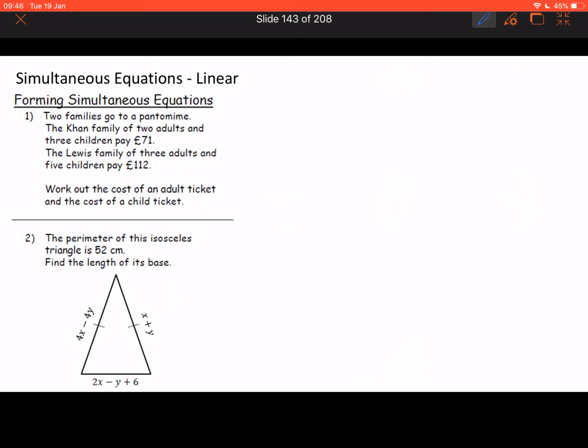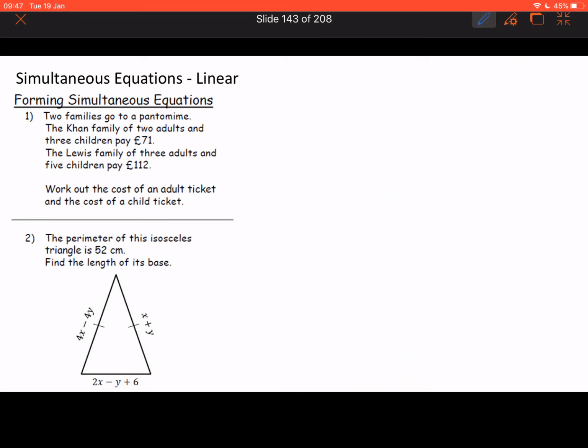Today's lesson is on forming simultaneous equations and then solving them. This is quite common in the exam, that they don't give you two equations and say, here are some simultaneous equations, solve them. So you're not told explicitly in the question that that is the topic. But you're given some information and you're expected to write two equations and then solve them simultaneously.